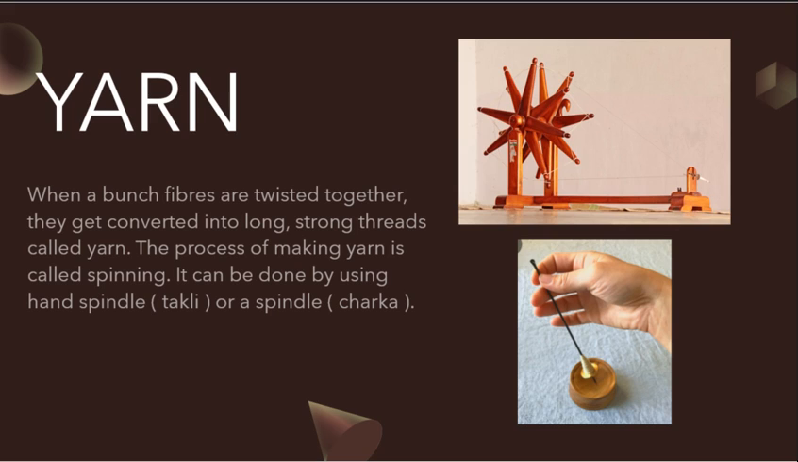Yarn. When a bunch of fibers are twisted together, they get converted into strong long threads called yarn. The process of making yarn is called spinning. It can be done by using a hand spindle or a spindle charkha. Yarn can be made in looms or in hand looms. Hand looms are operated manually. On a larger scale, spinning is done by modern spinning machines which produce stronger yarn of uniform thickness.